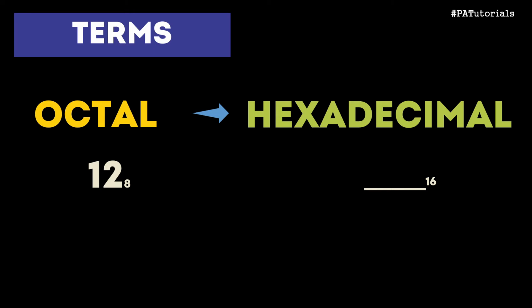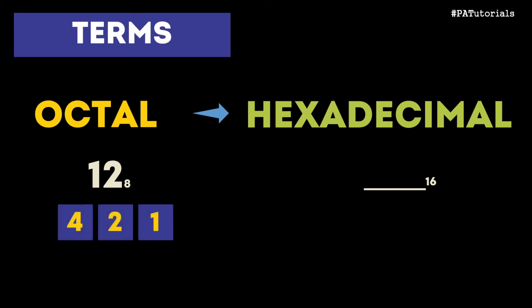Now in order to convert, kailangan lang natin matutunan at maintindihan na maigi ang dalawang concepts. First one, yung binary to octal conversion, and second one naman is yung concept natin about hexadecimal. Ngayon, kung hindi nyo pa na-check yung mga videos ko about that, lagay ko na lang yung mga links down in the description box. So just a quick recall, kapag nagko-convert tayo from binary to octal, ginagamit natin yung pattern na 4, 2, 1. Okay?